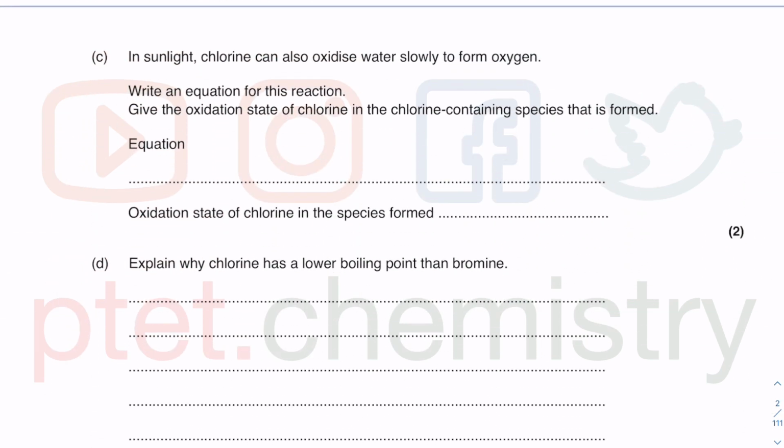Part C, chlorine can oxidize water slowly to form oxygen. Write an equation for this reaction. Let's see, chlorine reacts with water to give you oxygen. This is O2. What is left behind then? That must be HClO, I think, or is it HCl? Give us the chlorine-containing species that is formed.